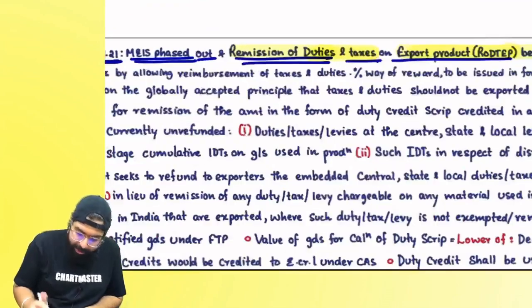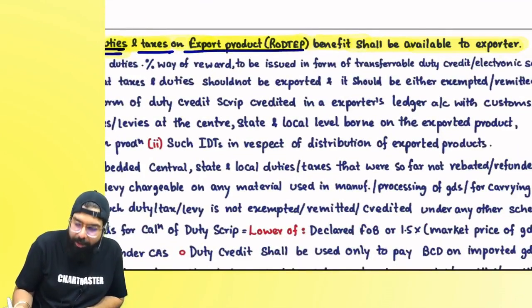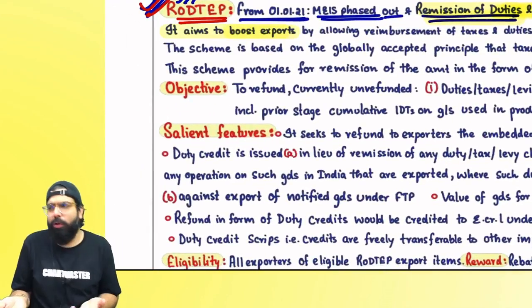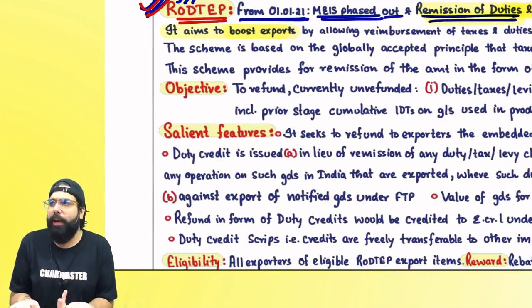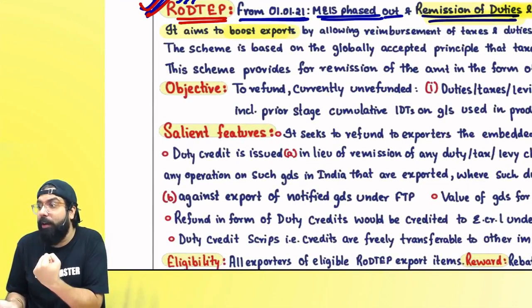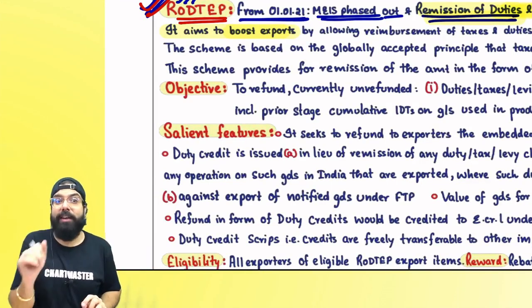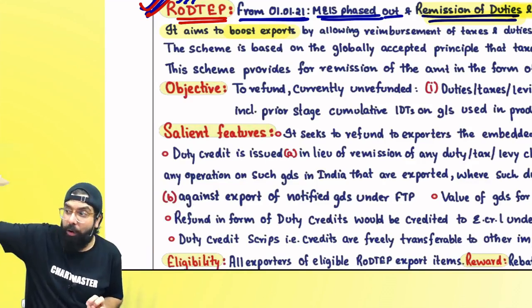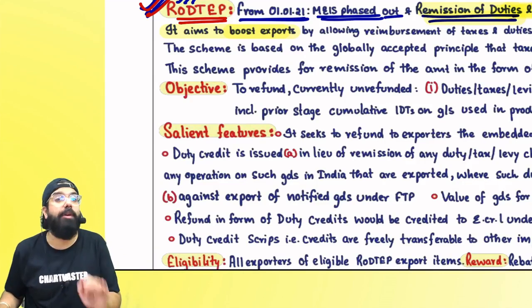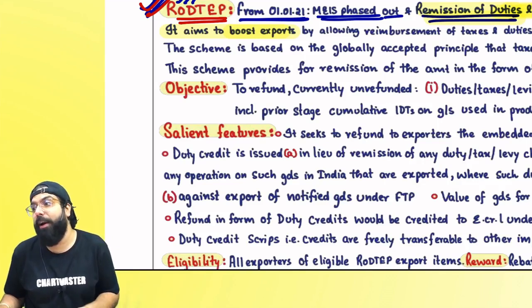So what they are telling is remission of duty and taxes on exported product benefits shall be available to the exporter. And it aims to boost export. Yes or no? They are giving you chocolate. Chocolate will boost export, saying that yes, they are giving me 2.5% of the FOB as duty return. So I imported and exported as per all industry rates. Whatever you are getting, duty drawback, all those things, you leave it under customs. Other than that, under FTP, they are telling we'll give you 1% of FOB also as benefit under the RODTEP scheme.